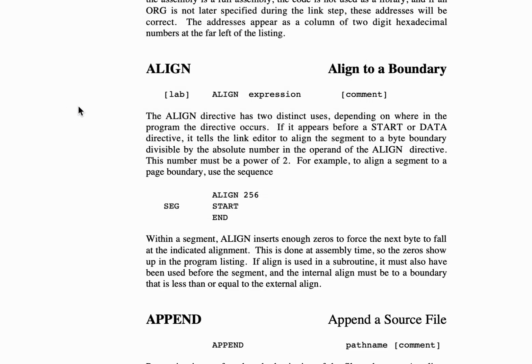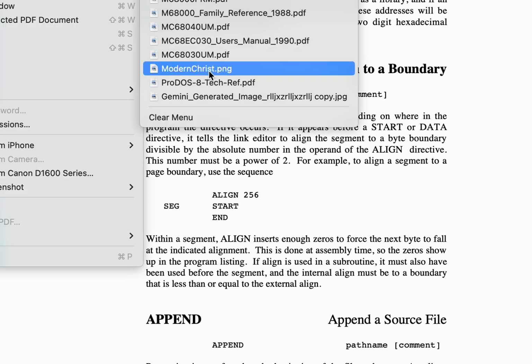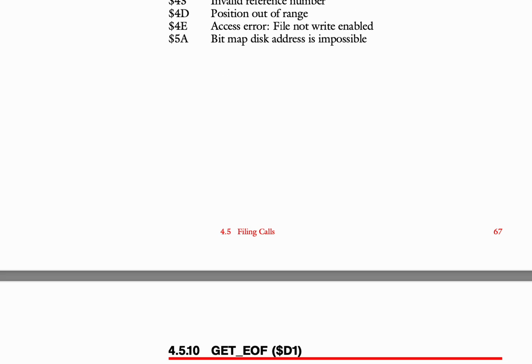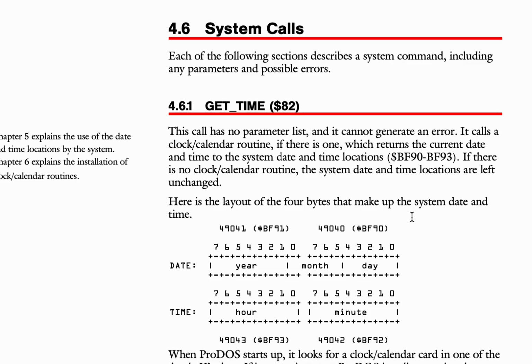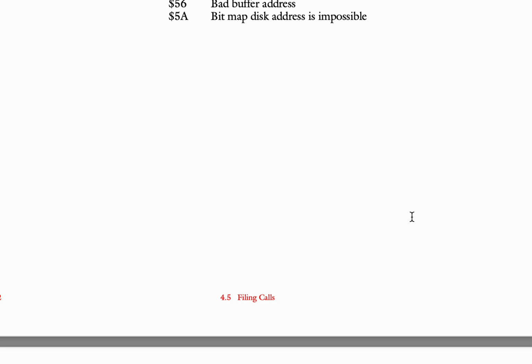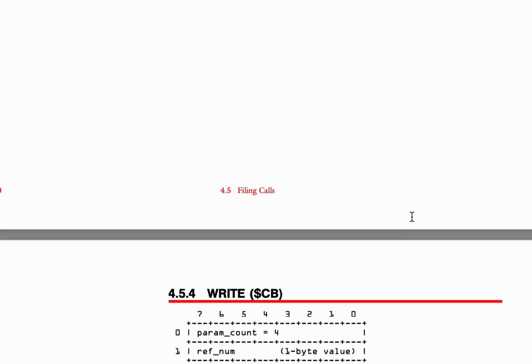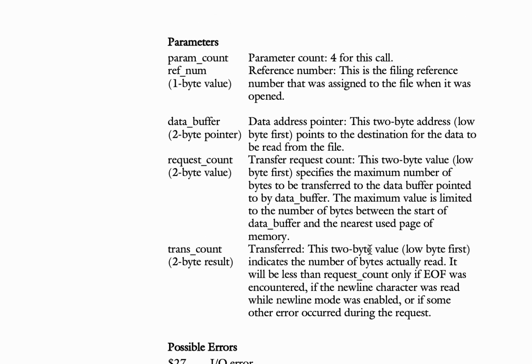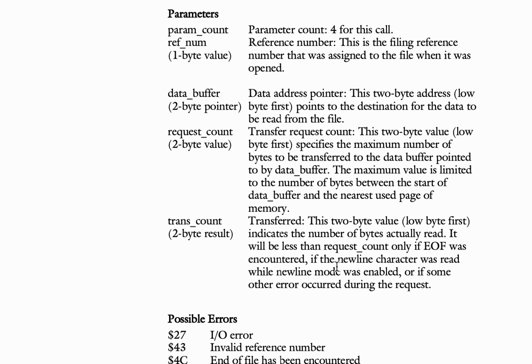Where is it? Did I close that window? I closed that file. All right, there we go. Let's go find the read call just to make sure. Okay, IO error, invalid reference number, end of file has been encountered, access error, file not read enabled, and so on. It will be less than requested if EOF was encountered.